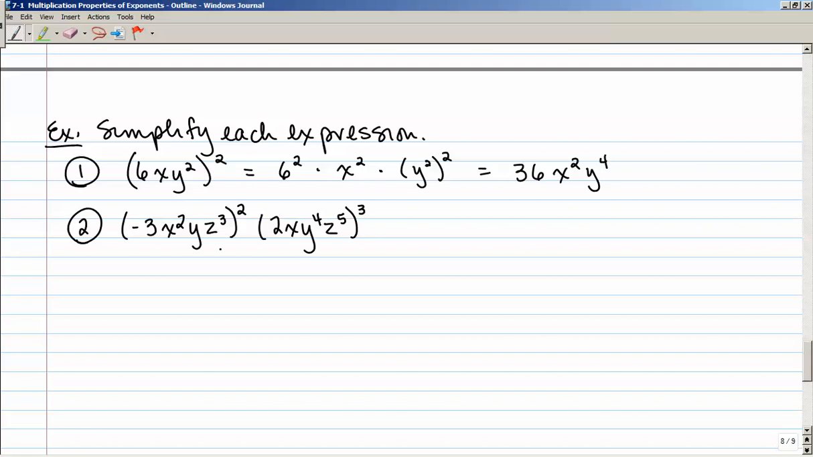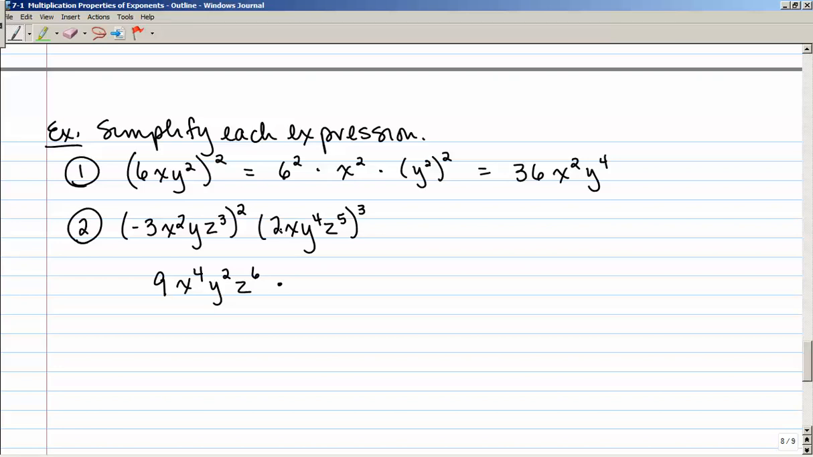To solve this one, what I'm going to do is deal with the negative 3x squared y z cubed all squared. And I'm going to simplify that. And then I'll do 2x to the 4th, z to the 5th all cubed. And another, kind of simplify just that. And then I'll multiply the two. So, negative 3 squared is 9, because negative 3 times negative 3 is 9. X squared squared is x to the 4th. Y to the 1 squared is y squared. And z to the 3rd squared is z to the 6th.